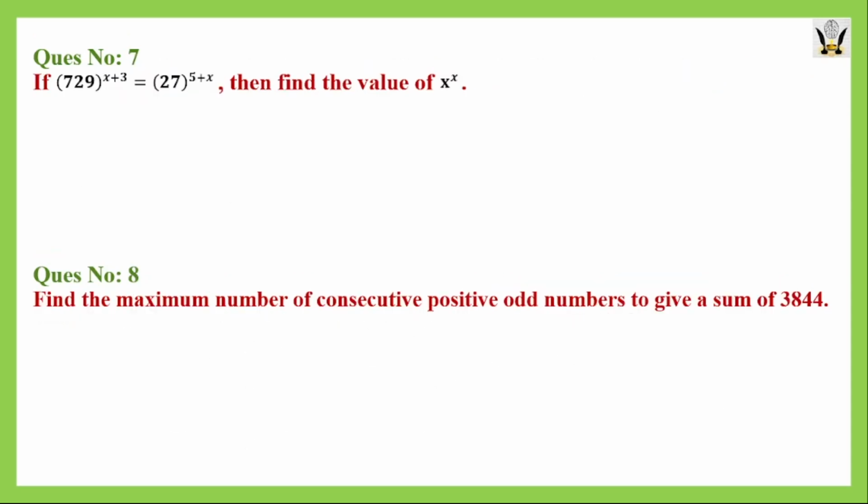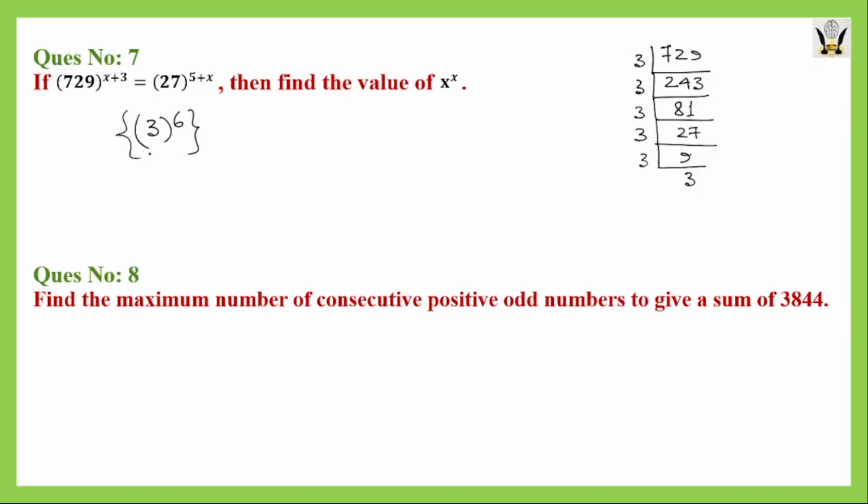Now in the next question we have an equation of x, and that is given in the form of exponents. So 7 to 9, if we represent, can be represented as 3 to the power 6, and then we have its own power, which is x plus 3. And then on the right side of that equation we have 27, which is 3 cube. So cube of 3, and then again we have power of that, which is 5 plus x.